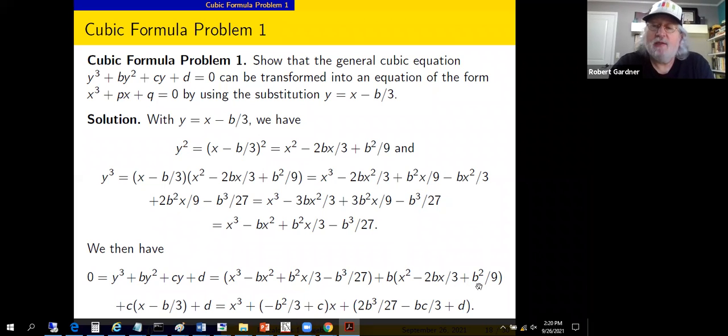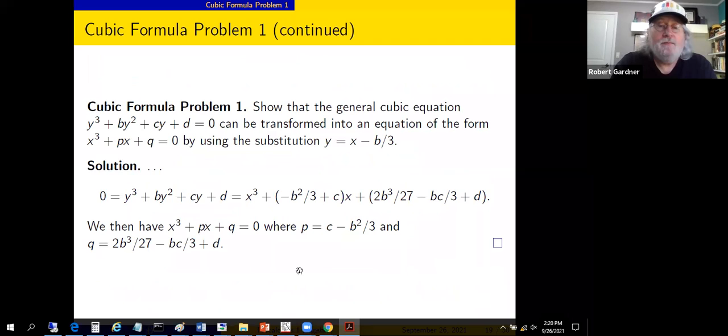Good idea to pause and double check this. But distributing, this will give us 3b cubed over 27. Subtract b cubed over 27 will leave us with 2b cubed over 27. So the books really do balance. What we got here in the last line is an x cubed term, an x term, and a constant term. And that's what we were after. It must be that p equals this quantity here and q equals this quantity here. They simply told us to transform it into that form. They didn't tell us what p and q were. Well, we figured out what p and q were.